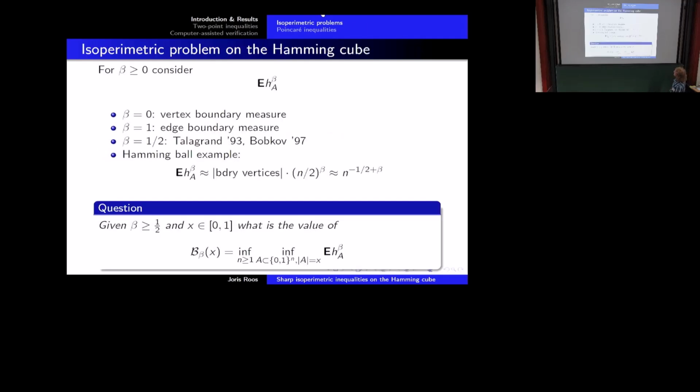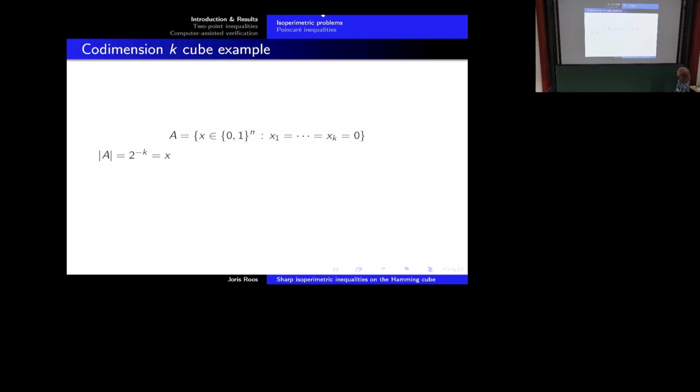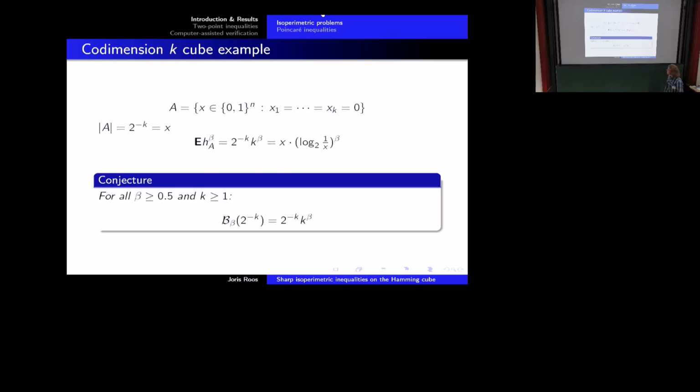So if we compute it again on our familiar example of a codimension k cube, then what we see is exactly the expectation of h_A to the beta is equal to 2 to the minus k times k to the beta, and rewritten in the variable of the volume, this is exactly this logarithmic function now with the power of beta. And the conjecture is that this is sharp when it can be sharp. So the conjecture is that for all beta greater or equal to 1/2 and all codimensions, the value of the isoperimetric profile is exactly the value given by the codimension k cube.